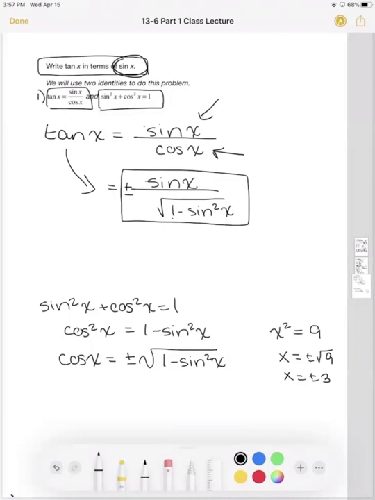Now, you're going to have 2 days to work on this. We're going to learn how to do some proofs tomorrow. But today, we're just going to simplify some expressions. Look at the answer in the back to see what you're trying to get to and just show me the steps to get to it.